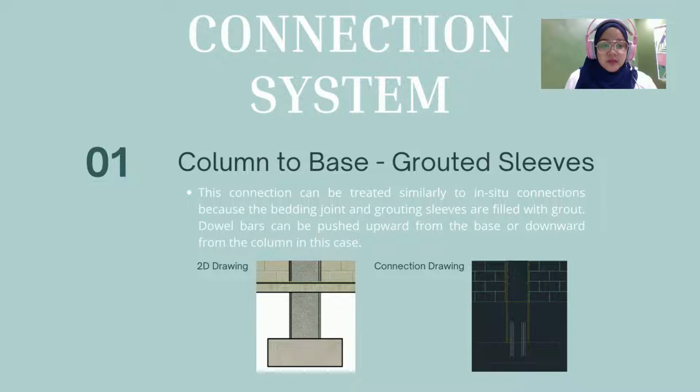I will present my part, which is the connection system. The column to base connection system for this project is grouted sleeve. This connection can be treated similarly to an in situ connection because the bending joint and grouted sleeve are filled with grout. Dowel bars can be pushed upward from the base or downward from the column in this case.